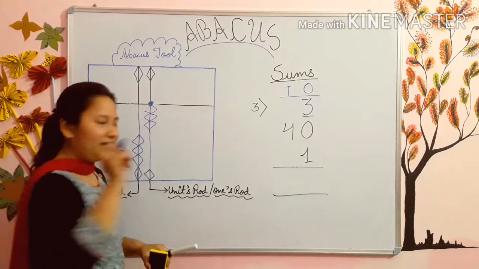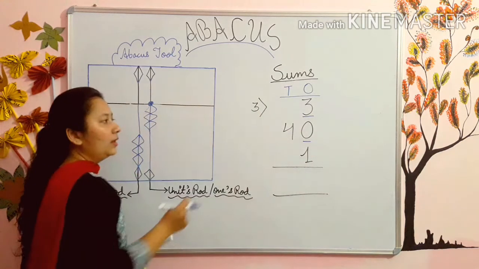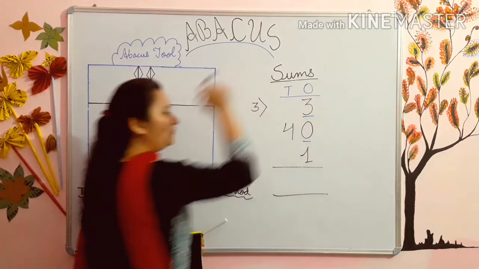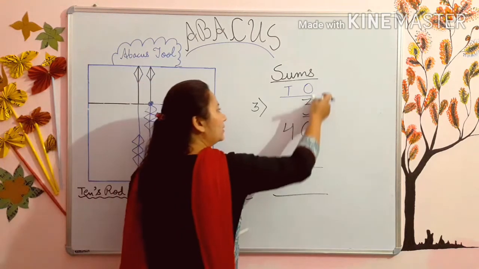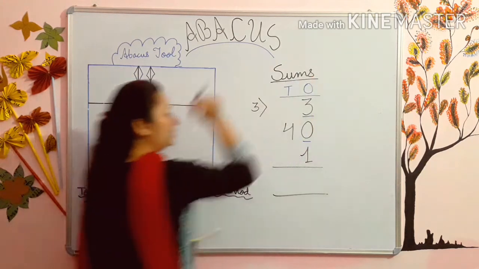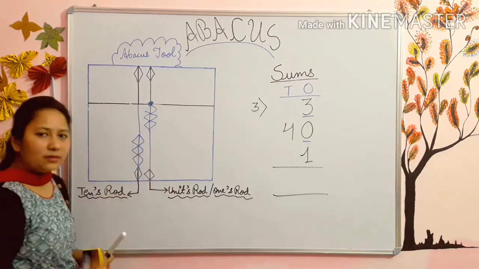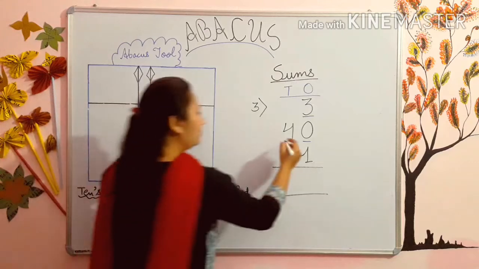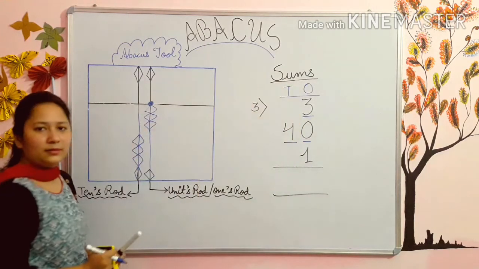Done? Very nice. Now next is 0. 0 you have to put in ones rod. You just have to see like this. 0 in ones rod. 0 means nothing. So nothing we will do in this rod. The next number is 4. 4 you have to put in tens rod.